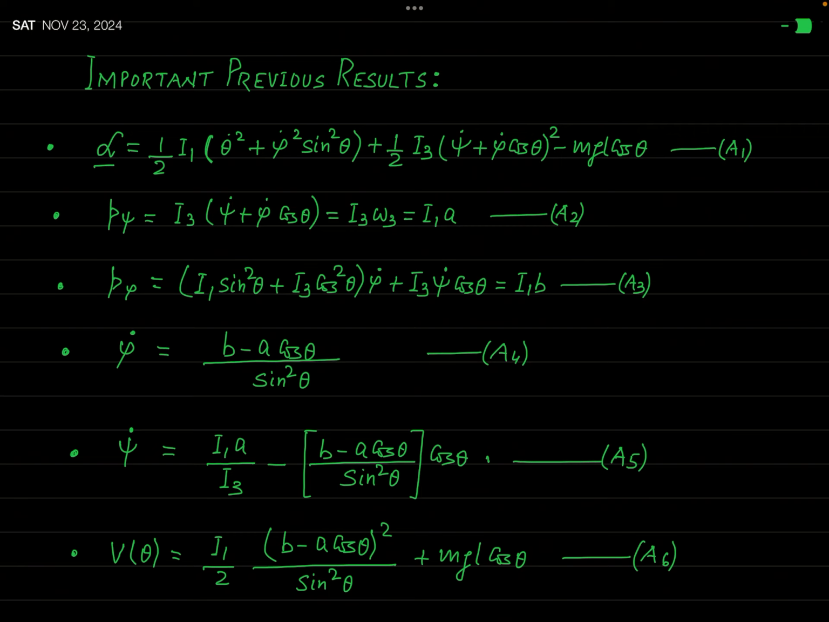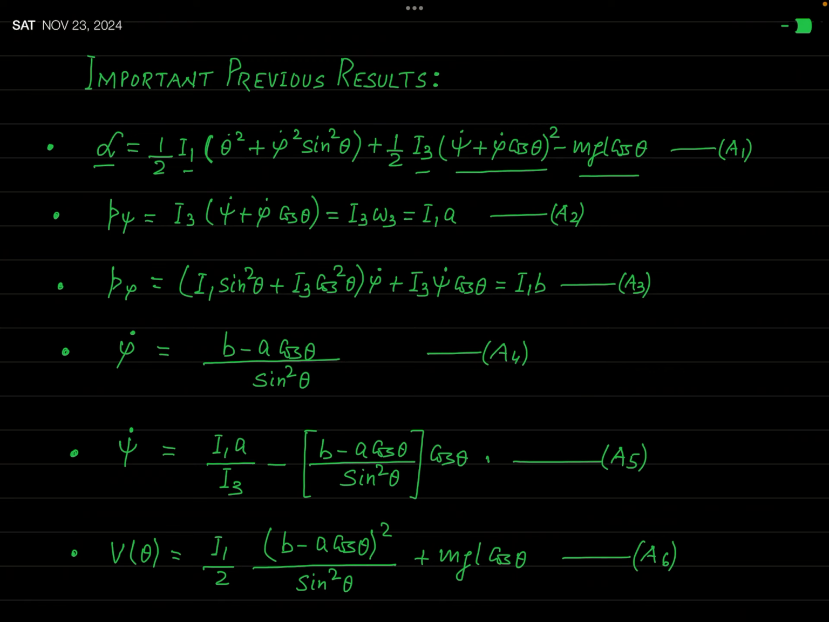And you have seen earlier that the expression for Lagrangian L is given as 1 over 2 I1 times theta dot square plus phi dot square sine square theta, plus 1 over 2 I3 times psi dot plus phi dot cos theta whole square, minus mgl cos theta. Although this expression for Lagrangian will not be needed in this present lecture, I have mentioned it here.